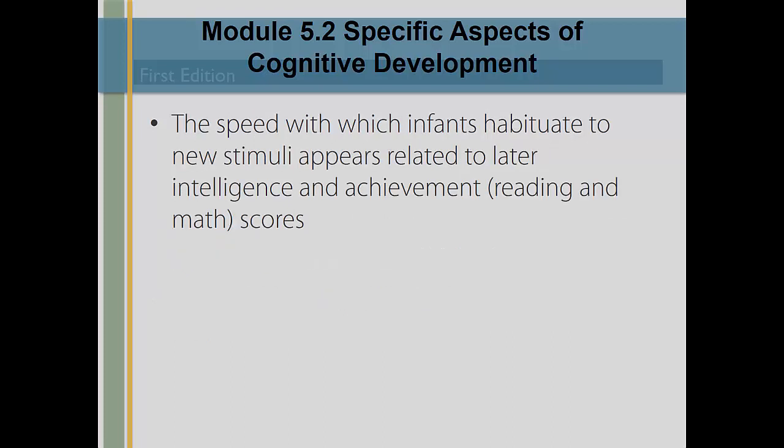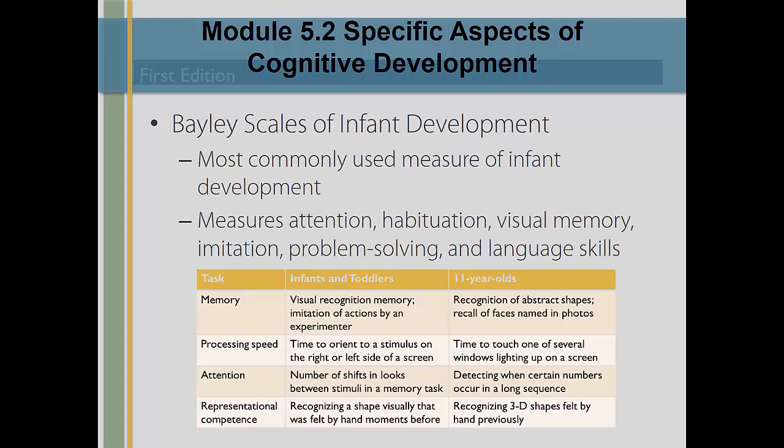The speed with which infants habituate to new stimuli appears related to later intelligence and achievement. Information processing capabilities in infancy include memory, processing speed, attention, and representational competence, and they correlate with the same skills during toddlers' years and 11 years of age.